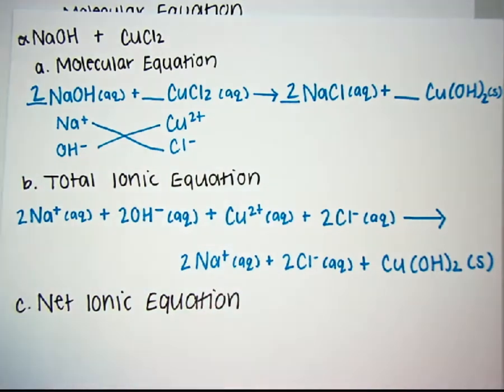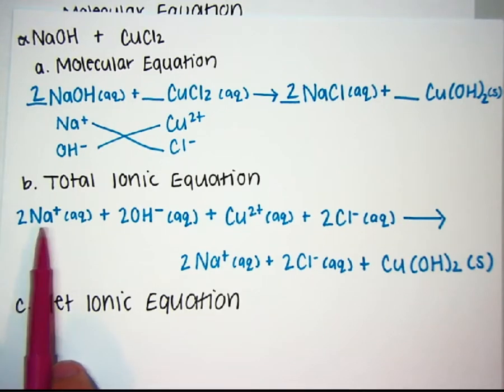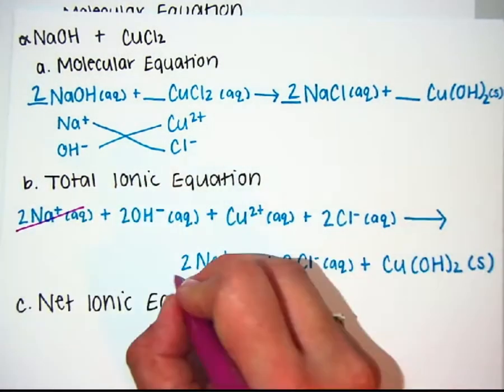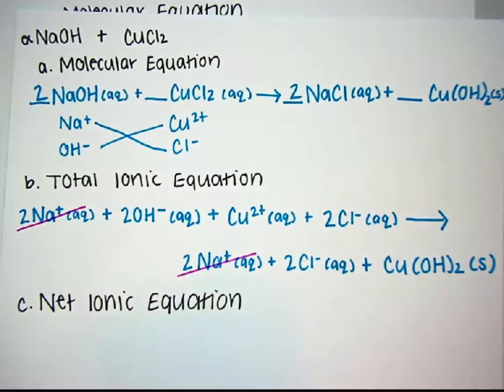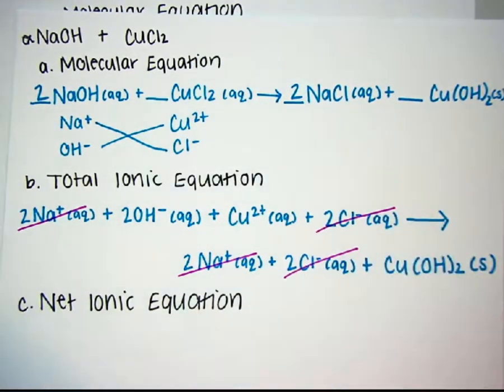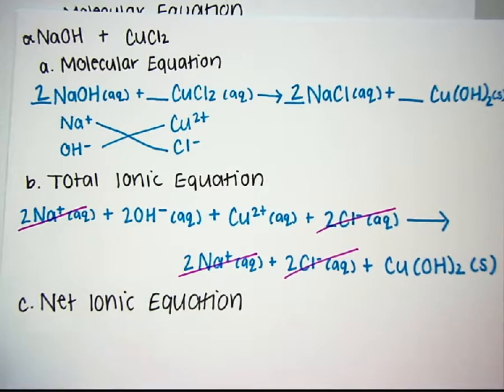Net ionic equation. We're going to cancel out spectator ions. Spectator ions are going to be ions, not part of ionic compounds. You could only cancel them out if you see the ion on both the reactant side and the product side. I can cancel out my sodium ions, and I can cancel out my chloride ions. Whatever is left, I'm going to bring down.